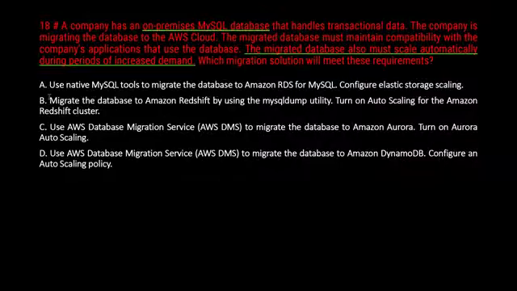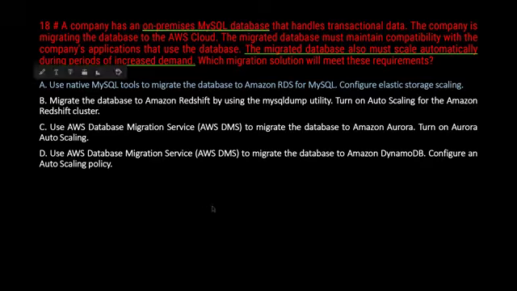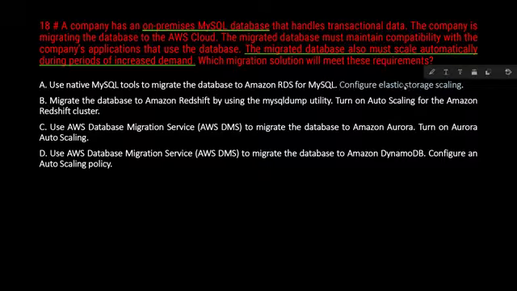So the first option says use native MySQL tools to migrate the database to Amazon RDS for MySQL, and configure elastic storage scaling. Okay, so I see some problems with this, but it will work. One problem I'm seeing is that it says it must scale automatically during periods of increased demand. But what are we saying here? Elastic storage scaling, which means it only scales the storage. It doesn't scale the capacity, the power of the database, right, or anything related to that. So obviously this is not going to work when the demand increases.